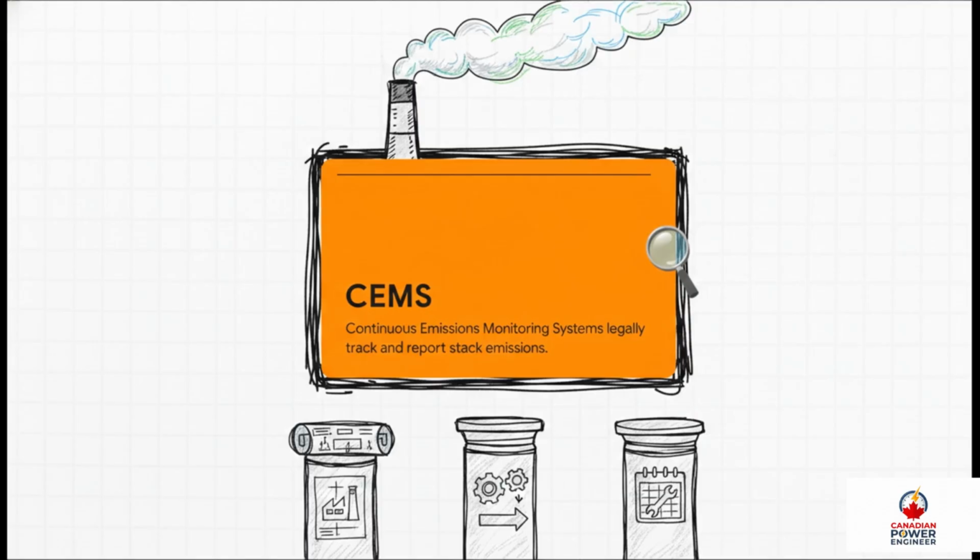CEMS regulations are built on three incredibly strict pillars. First, you have implementation rules, which identify the exact plant type and what compliance monitoring is required. Second, performance specifications, which dictate exactly how the equipment must be installed and certified. And third, stringent quality assurance requirements, ensuring the data is continuously accurate through regular preventative maintenance.